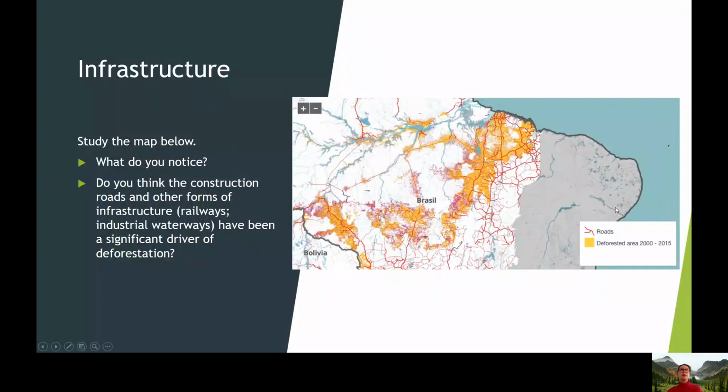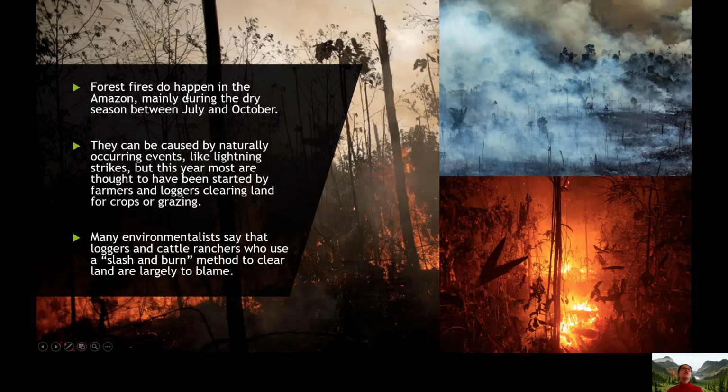Well, firstly, it's because forest fires do happen in the Amazon, mainly during the dry season between July and October. They can be caused by naturally occurring events like lightning strikes, but this year most are thought to have been started by farmers and loggers clearing land for crops or grazing. Many environmentalists say that loggers and cattle ranchers who use a slash and burn method to clear land are largely to blame.